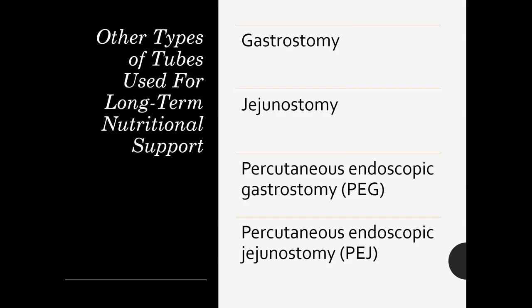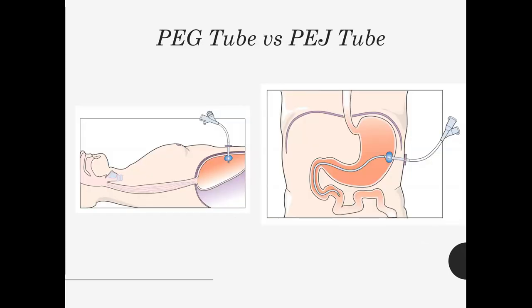All right, there are other types of tubes that are used for feeding. These are not something that we place, but it's something that you could definitely be caring for someone with. So there's a gastrostomy, a jejunostomy, a percutaneous endoscopic gastrostomy, or PEG tube, and then a percutaneous endoscopic jejunostomy, or PEJ tube. And we're going to talk about the differences.